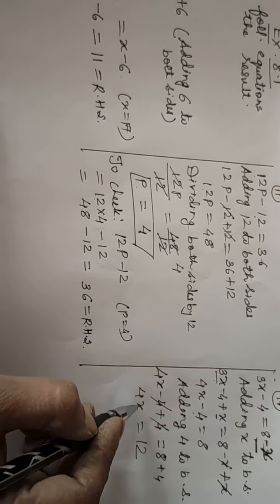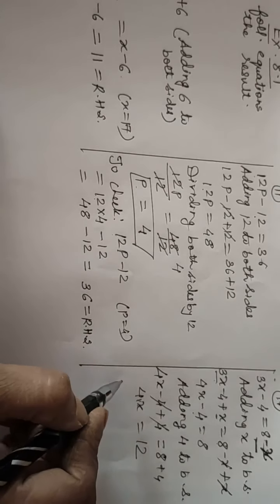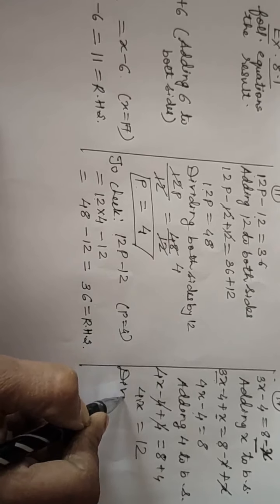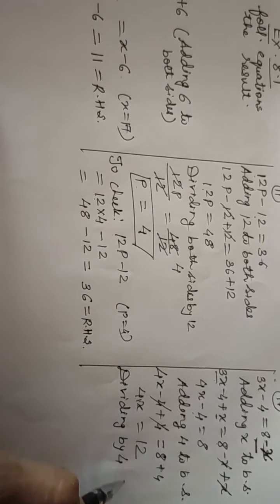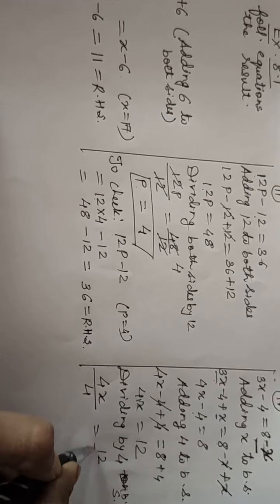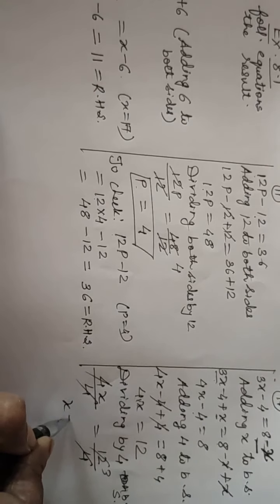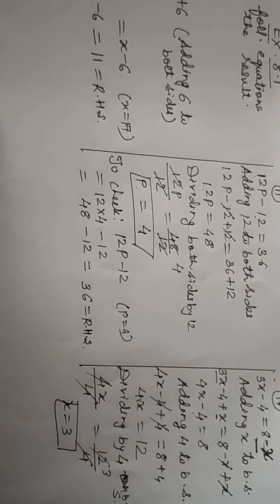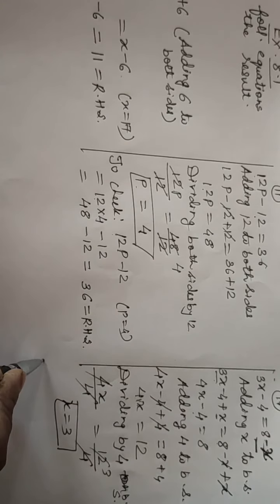And now with x, what is there? 4. So 4 into x, this is multiplication, so it means you have to divide. So what will you write? Dividing by 4 on both sides. So this is your 4x, divided by 4, this is your 12, divided by 4, and simplify. So you can see what you are getting: x is equal to 3. Now let's check the result.